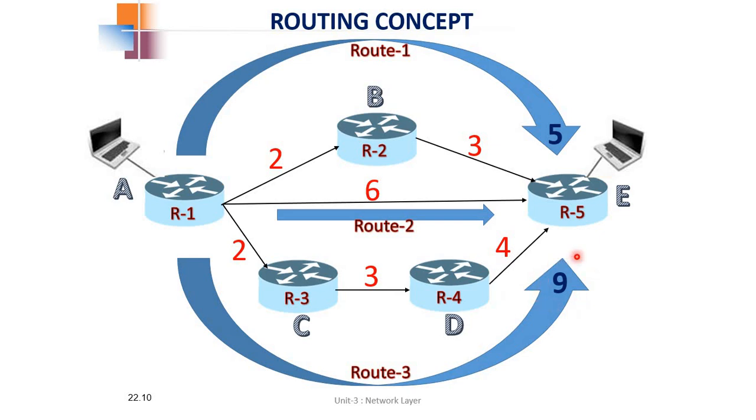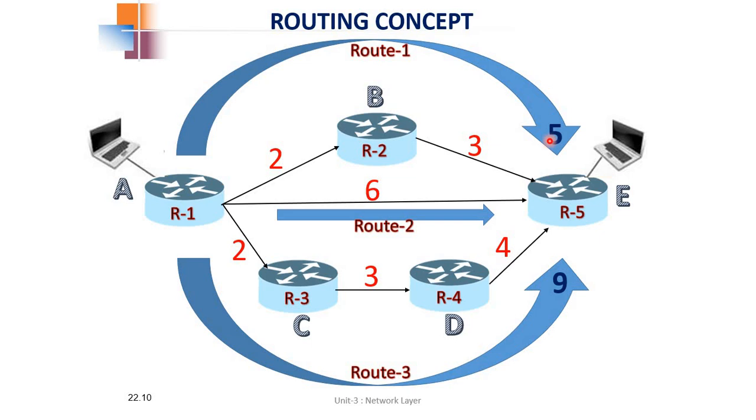Now just calculate the distance. Route 1 is 5 kilometers, route 2 is 6 kilometers, and route 3 is nothing but 9 kilometers. Now, which is the least value? 5, 6, 9 we have. So the least value is nothing but 5. So this is the least distance. This is the shortest distance.